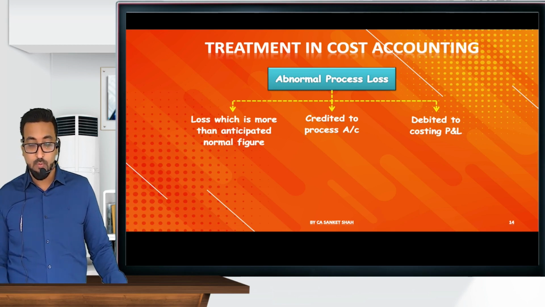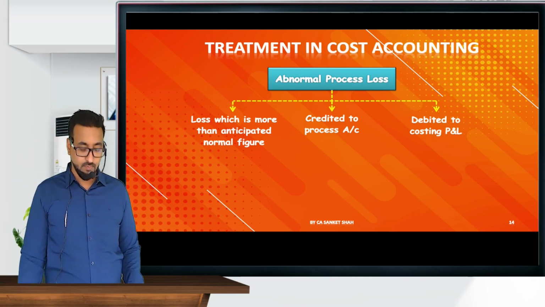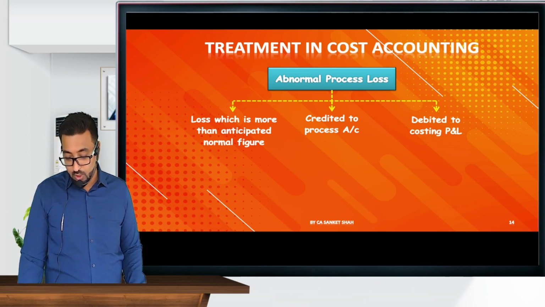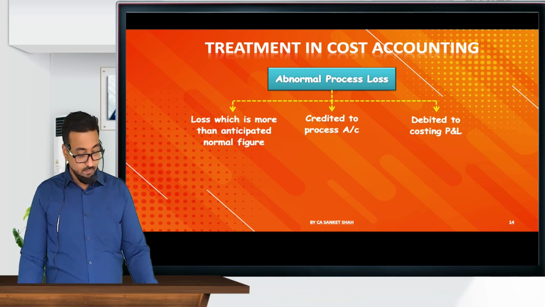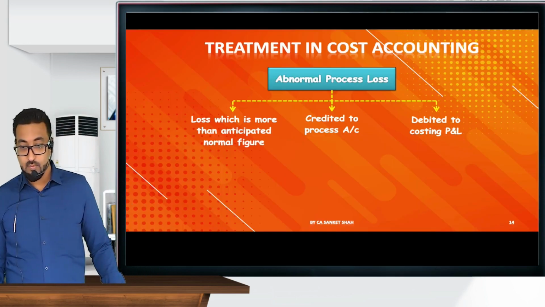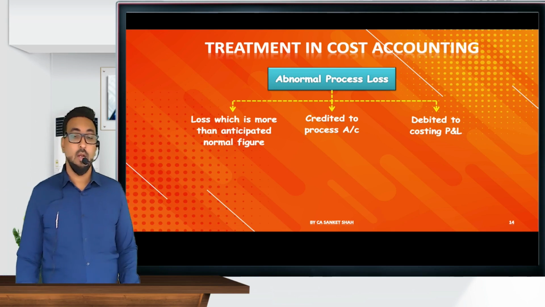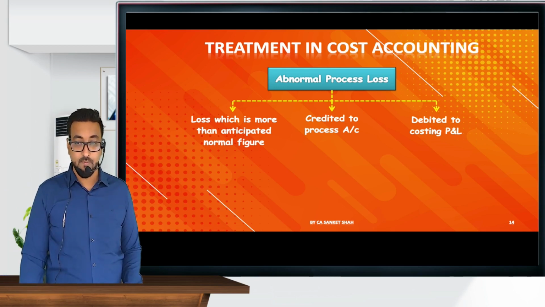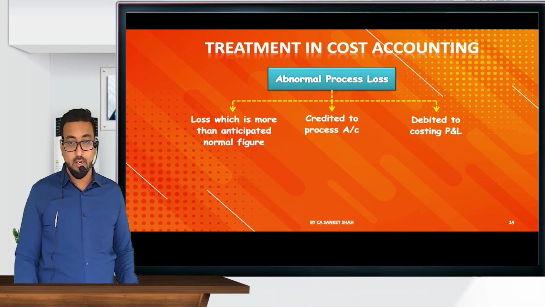Write down abnormal process loss treatment of abnormal loss. Loss which is more than the anticipated, debited to P&L and credited to process account.